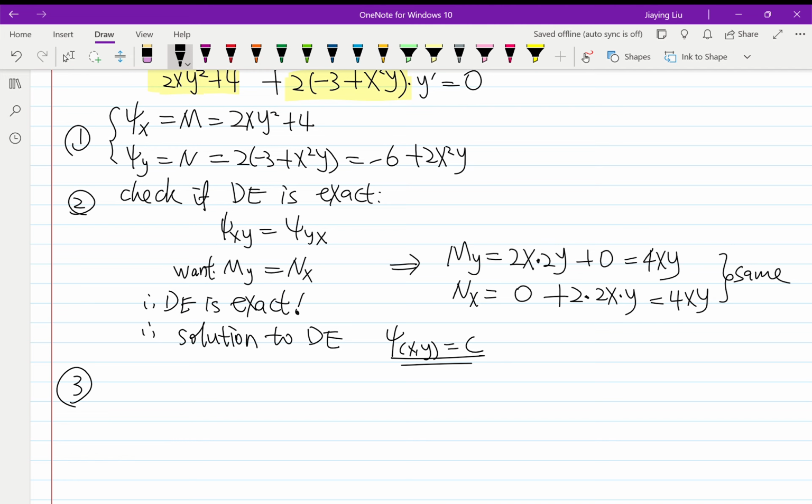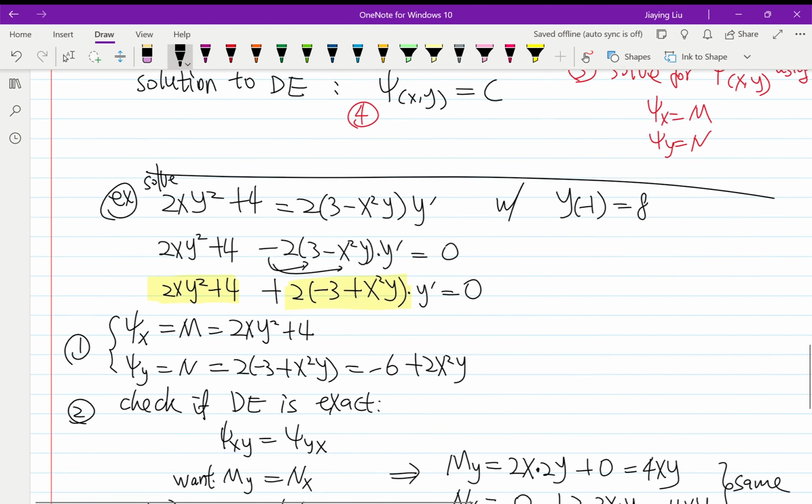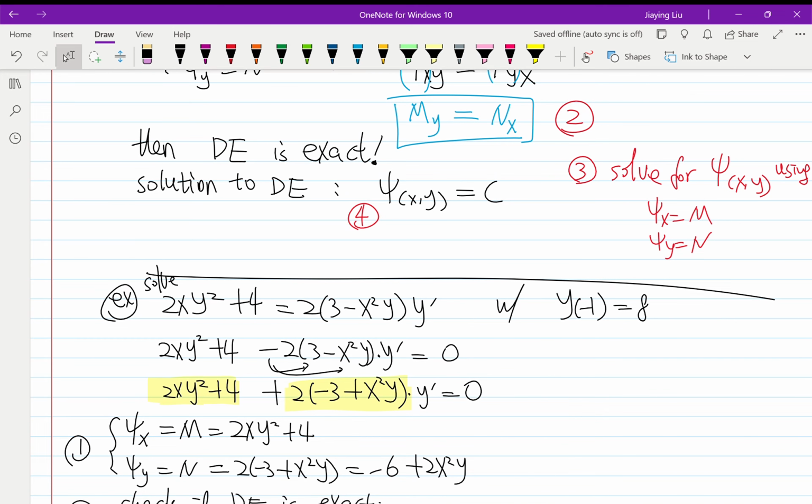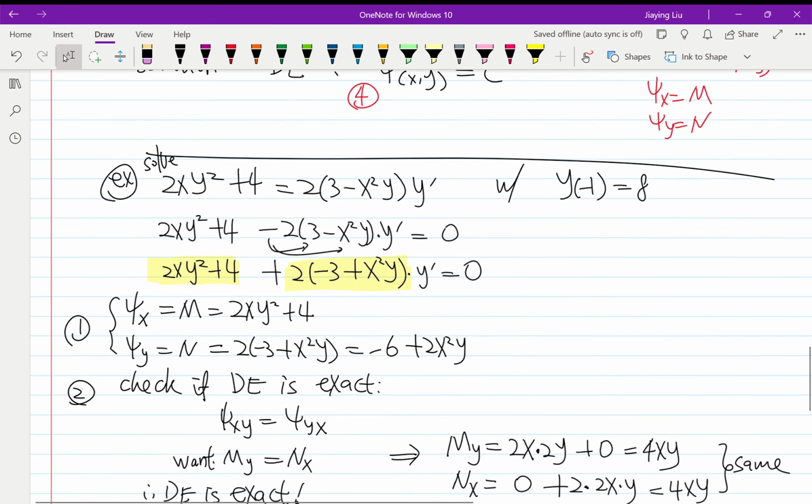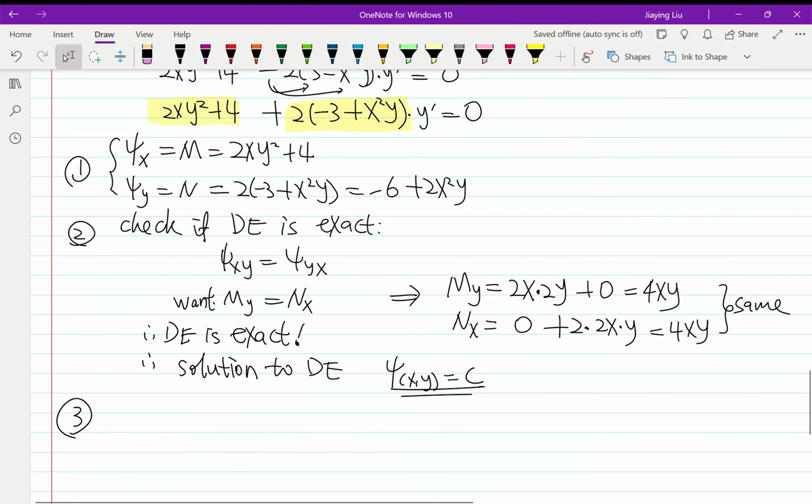So step 3, let's find psi. How do we find it? Well, the only thing we know about psi is that we know the 2 derivatives, right? We know that psi x equals this, psi y equals this. Let's begin with one of them. I'm going to begin with the first one. It doesn't really matter which one you begin with, as long as you can integrate it. So we know that psi x equals 2xy squared plus 4. You don't have to write the M there. You could, it's not necessary.